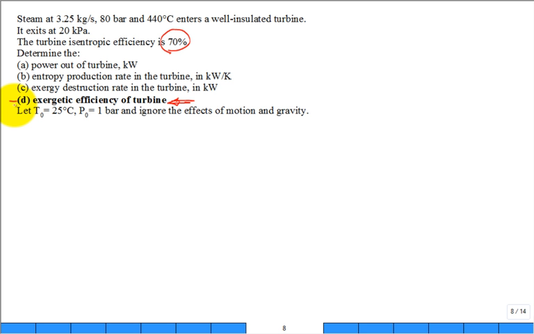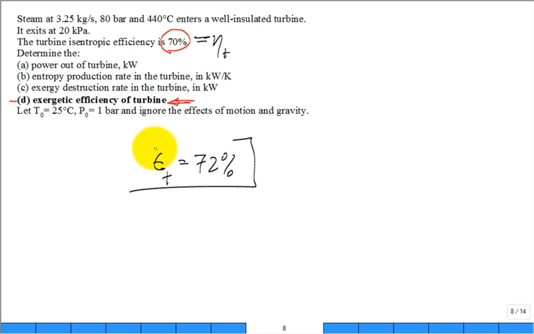We just outlined those equations, didn't we? When you do the calculation, I can just repeat the equations I just had. What you'll find is that the isentropic efficiency is 70%, and the second law efficiency for the turbine is around 72%. All right?